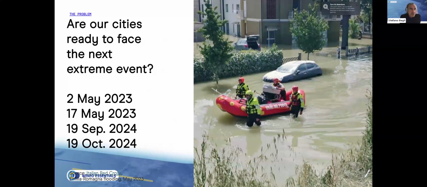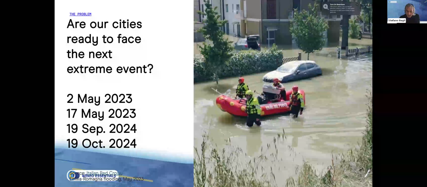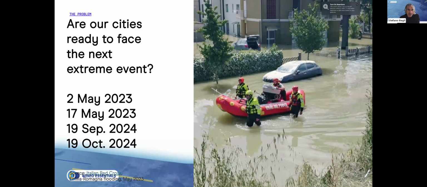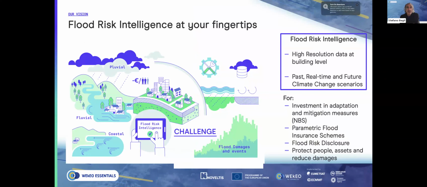So when we started our journey, we had this question in our mind: are our cities ready to face the next extreme event? Here you can see this scene related to Emilia-Romagna, the region where we are based. We had 4 major flood events in 2023 and 2024 in the center of Romagna, where thousands of people have been displaced from their homes. So the question is, maybe there is still some road to do, something to improve.